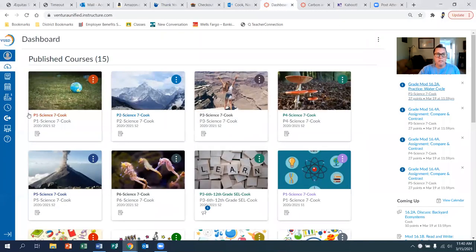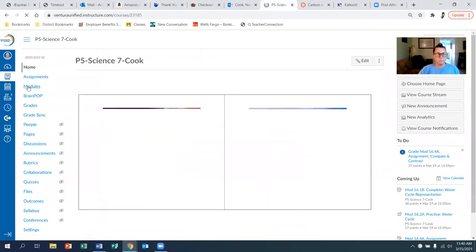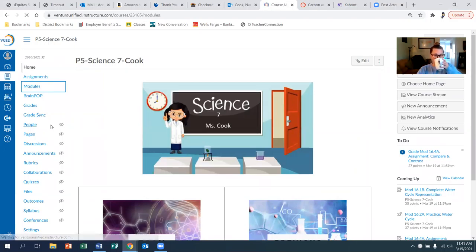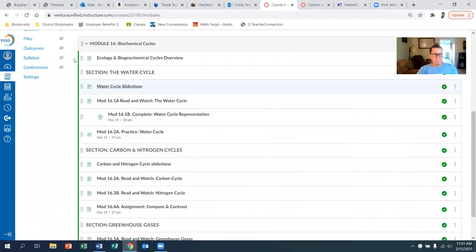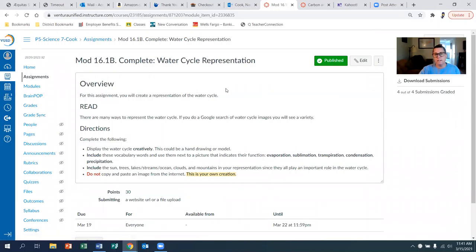We are here in period five, going to our modules, and we're in Module 16. So I went over the water cycle slideshow with you last week. And then you had something to read and watch, and then you had to make a water cycle representation. I just want to go over this quickly with you guys, because some people have handed it in. Four people in this class have handed it in, and I've graded them.